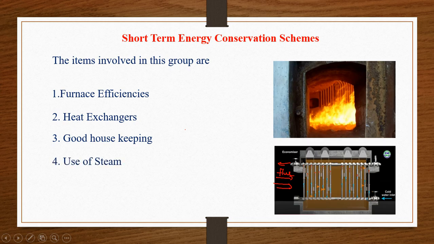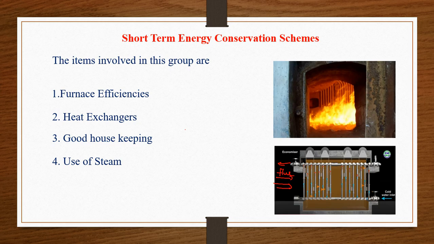Next, use of steam. This also comes under the thermal power plant. So what is this short-term energy conservation scheme in the thermal power plant? Use of steam means whatever steam is generated in the boiler. In the boiler, what is happening? We are boiling the water. Once the water reaches the boiling point, it is converted into steam. Whatever steam is generated there, we have to use it completely, right?